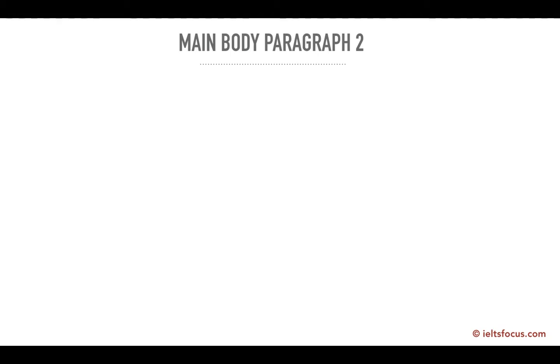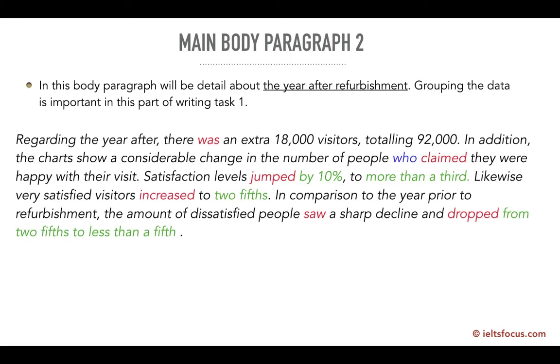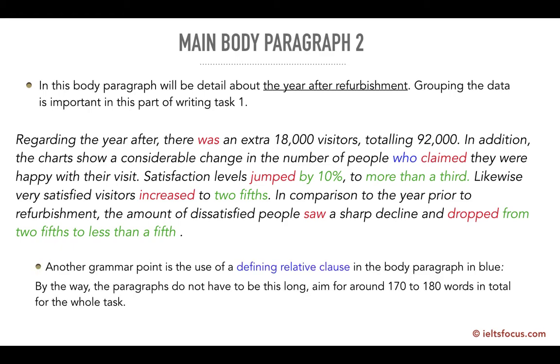Let's look at the second body paragraph. Now in this case I'm going to look at and write about the year after refurbishment. So again, grouping the data, this is quite important. So regarding the year after, there was an extra 18,000 visitors. You may want to pause the video here now and just kind of read that a little bit. The blue colour here, this is a defining relative clause, the number of people who claim they were happy. So, you know, if you can vary the grammar, that's quite good.